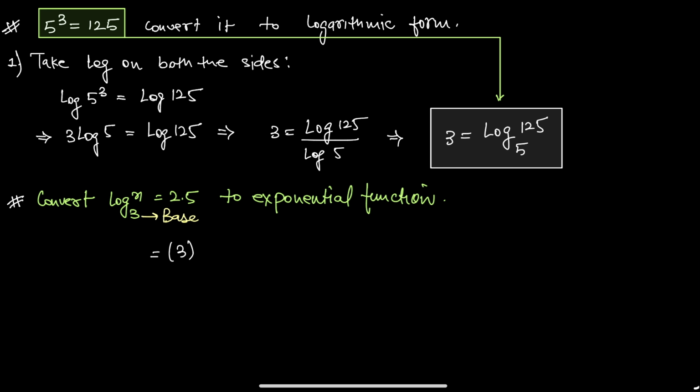On the right hand side, this base will remain as it is, and this is your answer, your answer becomes the exponent. So I will write it as 3 raised to the power 2.5, and on the left hand side I will be left with x.